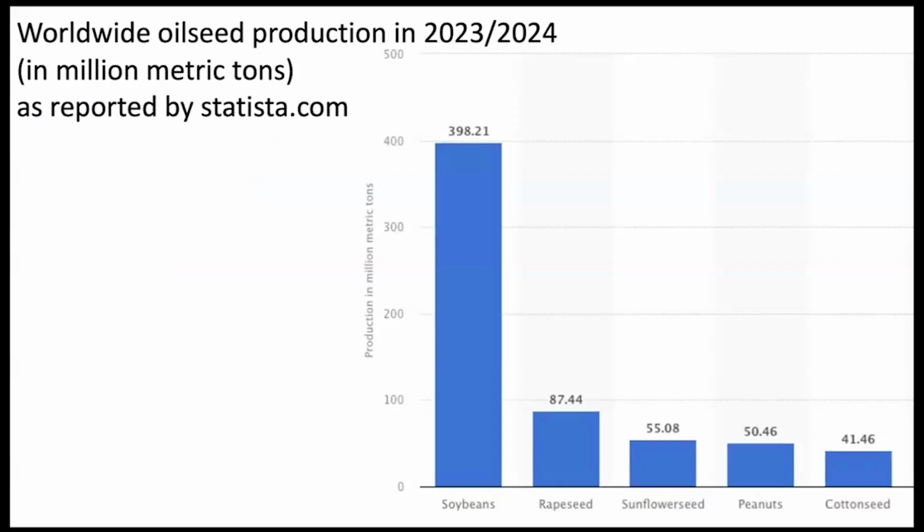So again, if we look at our world production from that same period when we were looking at the grains, you can see way more soybeans produced than anything else in the world. But soybeans, then rapeseed, then sunflower seed, then peanuts, and then cottonseed would actually be one of the lowest there.